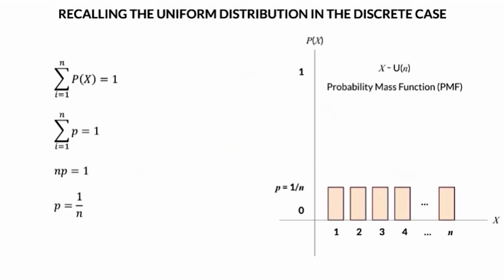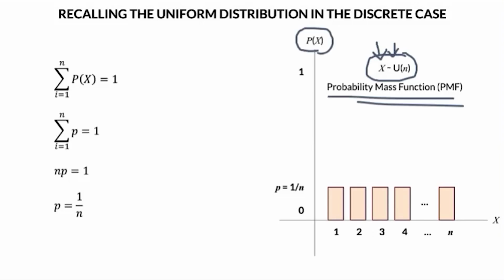Now recall, in the discrete case we had the uniform distribution, and this is how we showed it. The random variable x follows a uniform distribution whose size is n, and then we have this probability function which we called probability mass function, which essentially maps the events to the probabilities. Now in this case, every event 1, 2, 3, 4, n, all of these are mapped to the same probability, which is 1 by n.